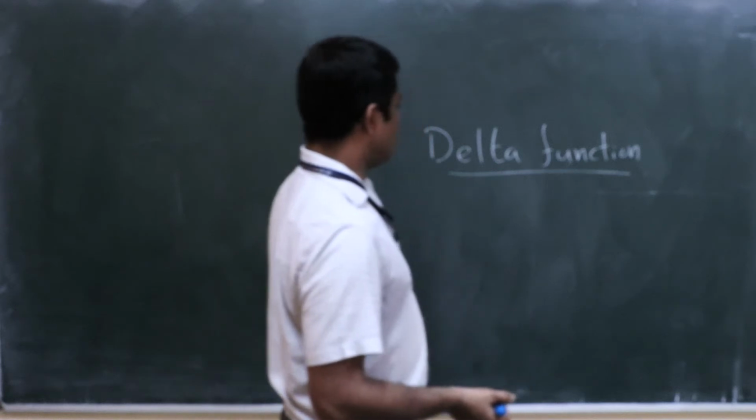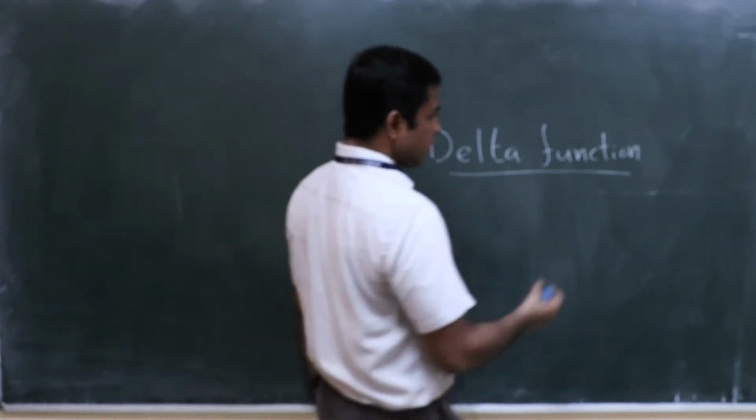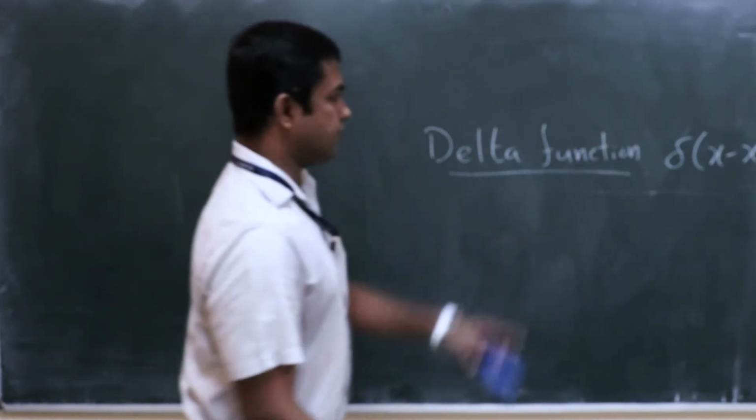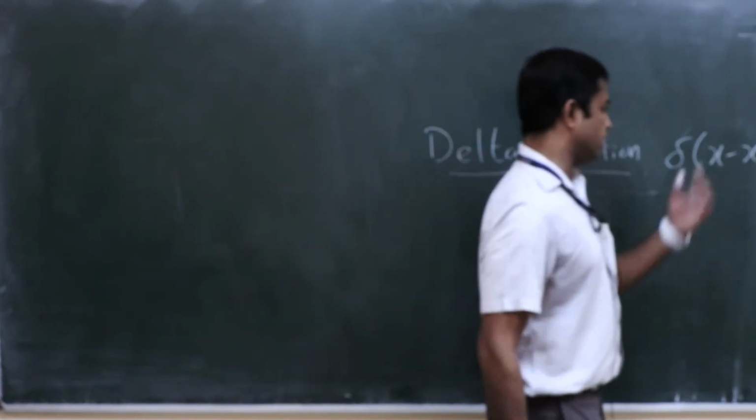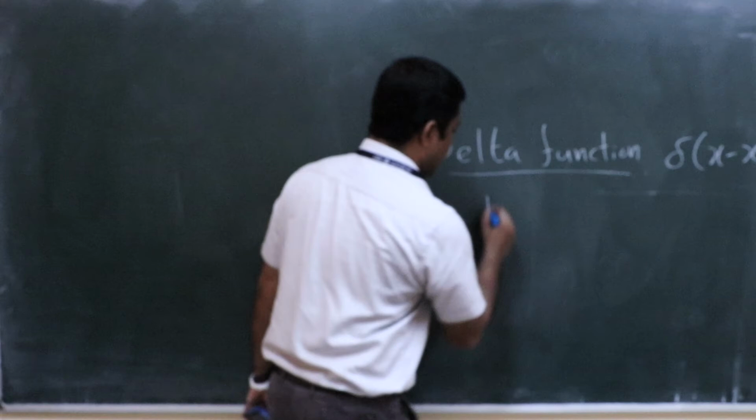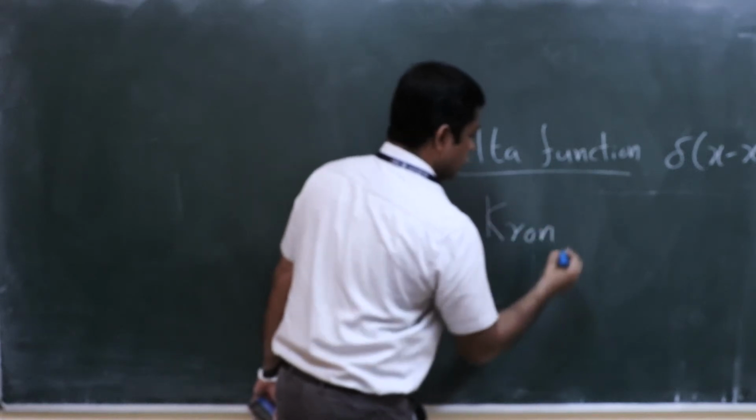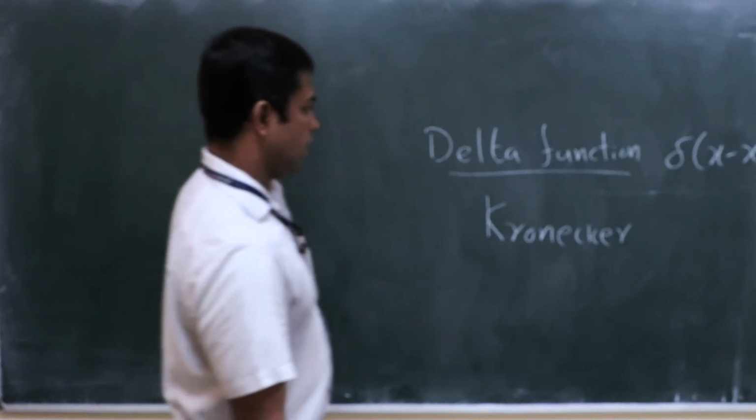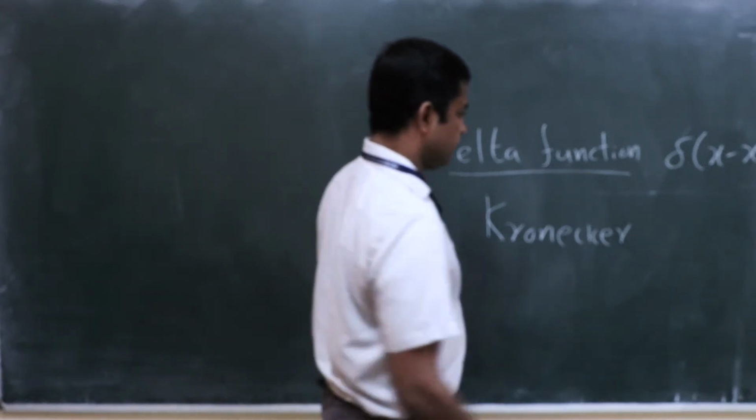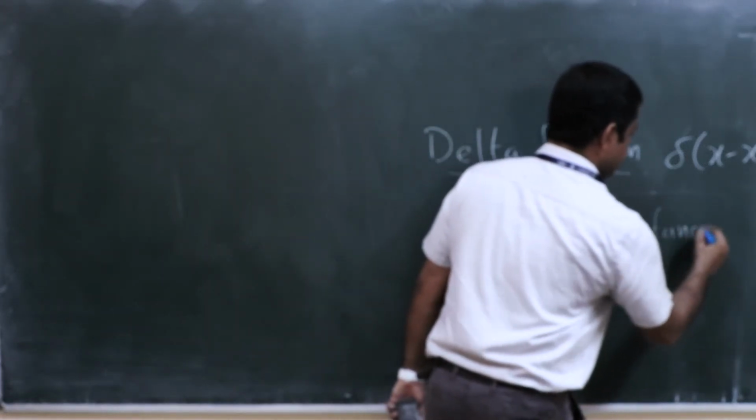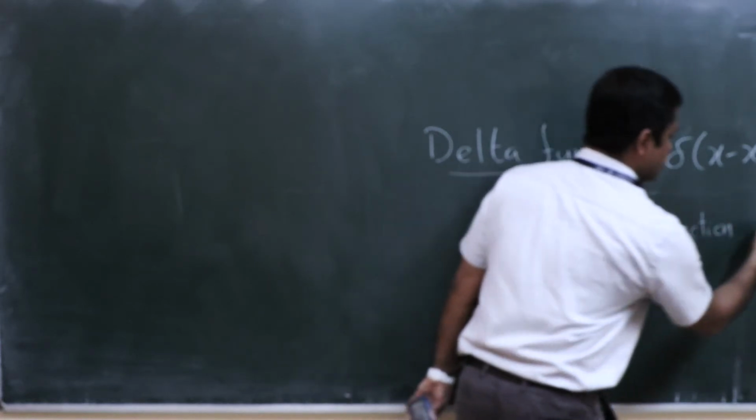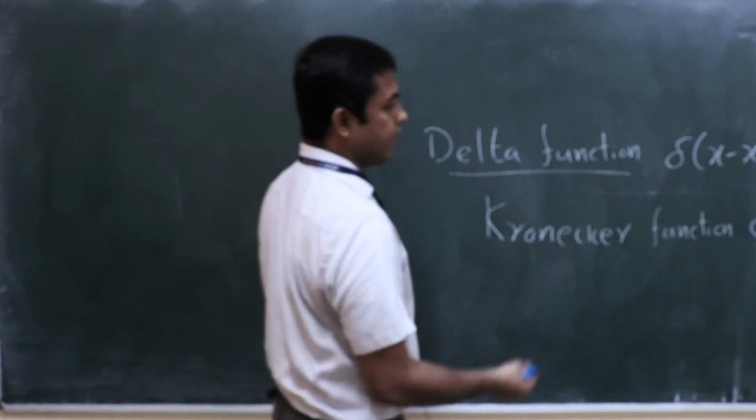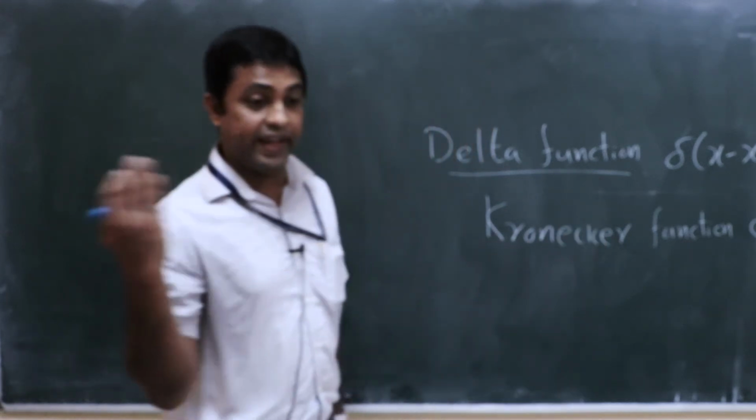So the delta function, which is basically delta x minus x0. Before that, this is a continuous function, right? X is continuous. So before getting into that, let us look at the Kronecker delta function, which is denoted as delta ij. So what is i? ij can take any values from 1 to any n, capital N.